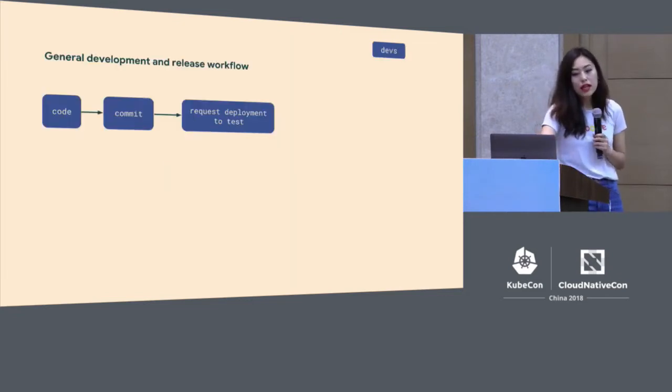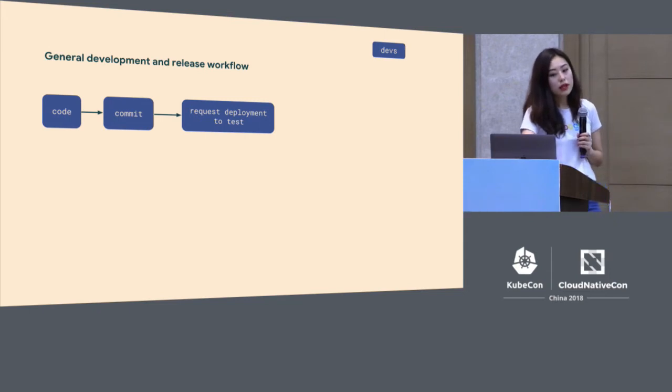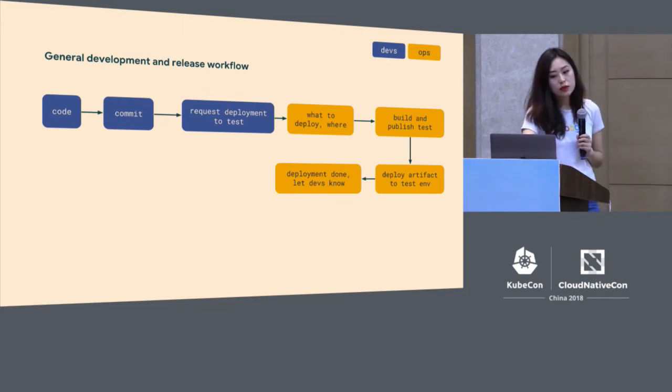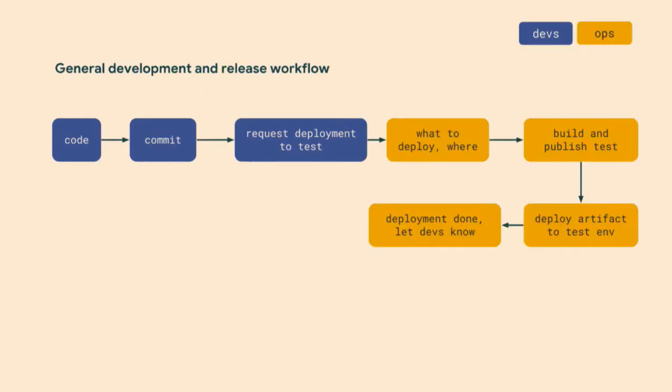So now let's look at where these tasks are performed in a general development and release workflow. First, developers write code in their local environment, have it reviewed and committed to the version control repository. Next, they request the deployment and testing environment and hand it over to the operators. Operators then decide what is to be deployed and where to deploy it to.